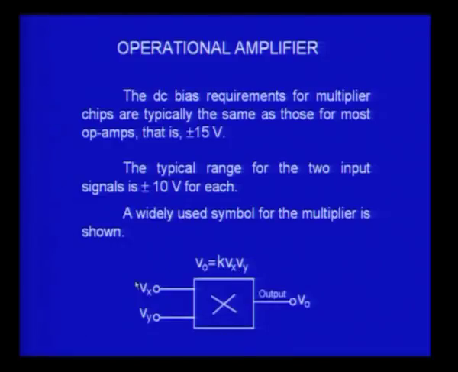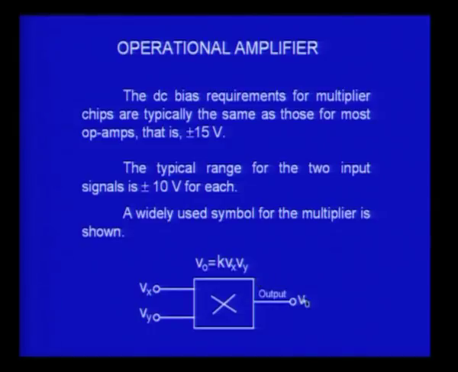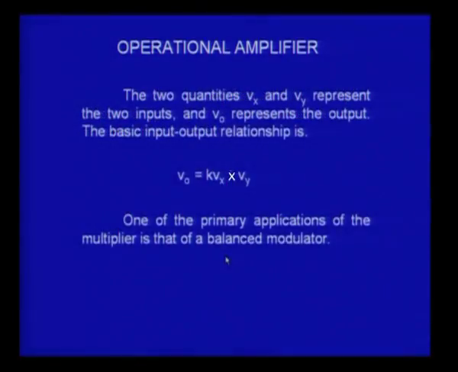So, you have Vx and Vy as the two inputs and you get an output V naught. The cross here shows that it is a multiplier. So, V naught is equal to some constant times Vx into Vy. This is the characteristic of a multiplier. The output is the product of the two inputs Vx and Vy multiplied by some constant factor k. The quantities Vx and Vy represent the two inputs and V naught represents the output, and therefore, V naught is equal to k into Vx into Vy.